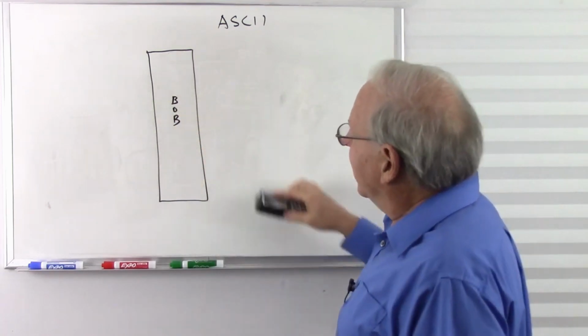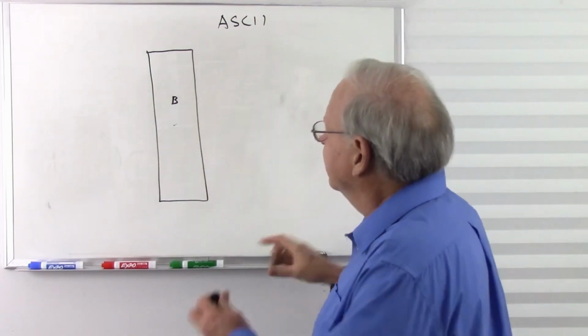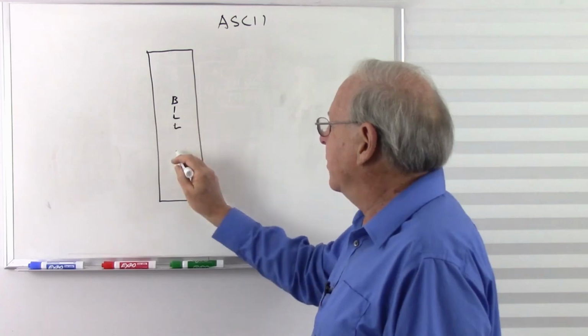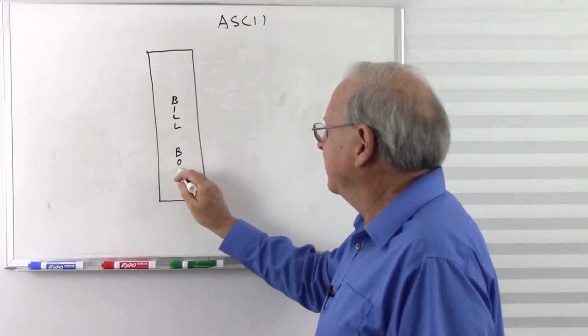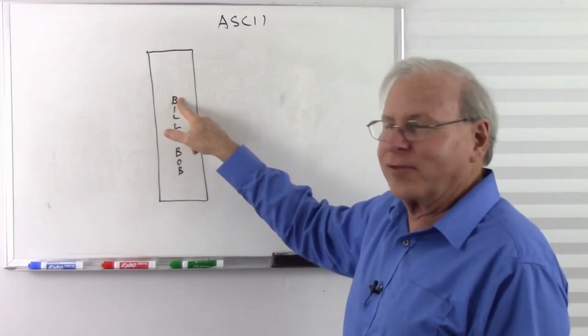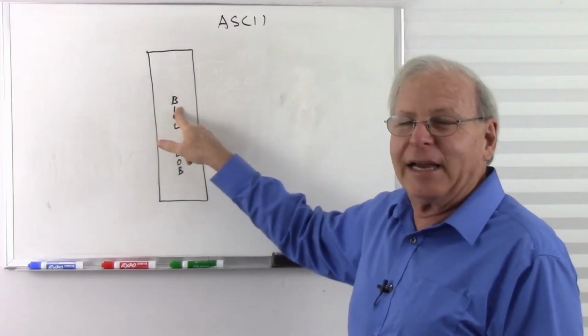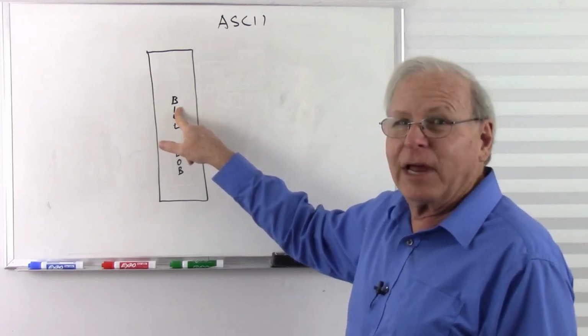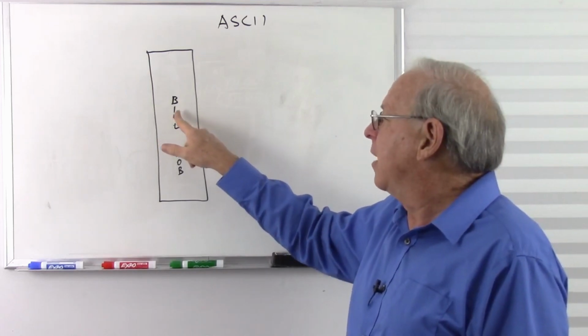Now, actually, I'm going to make this a little more complicated. That's Bill. Bob is down here. So, aha, we found the B. Let's check the next one. Okay, is that an O? Is this equal to whatever the code is for O? No, it isn't. Well, now we know that is not right, so let's skip down.